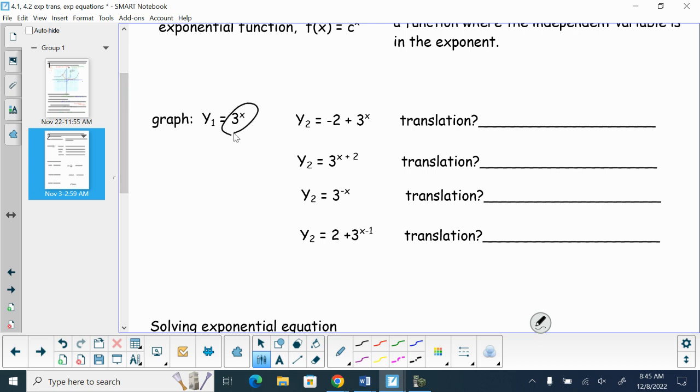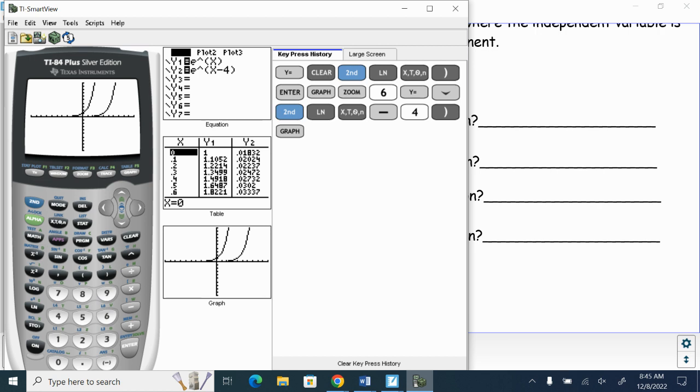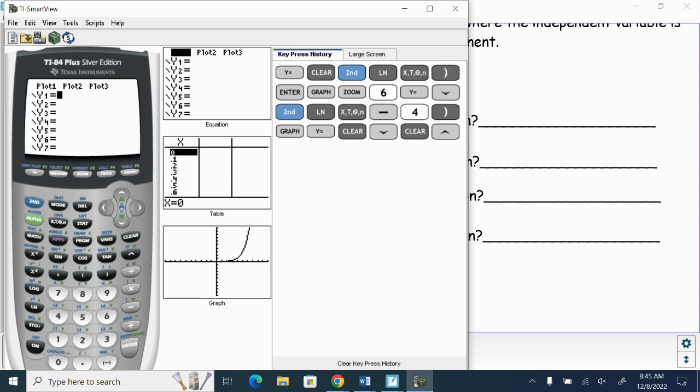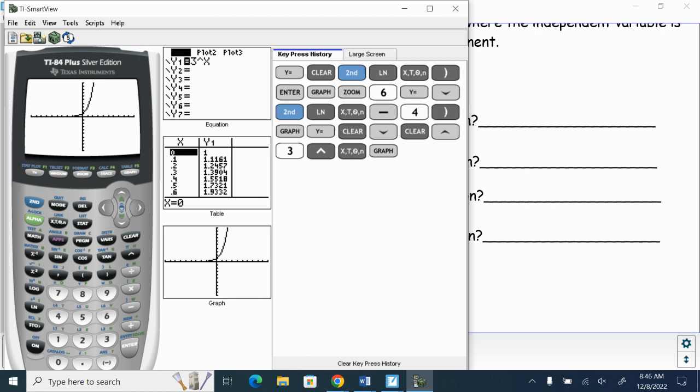If you look at the graph y equals 3 to the x, we can go back to our graph function on our calculator, and I'm going to clear out my equations. If we look at the graph of 3 to the x power, so I have to go 3 caret x, and we look at our graph. Do we see much of a difference? No.